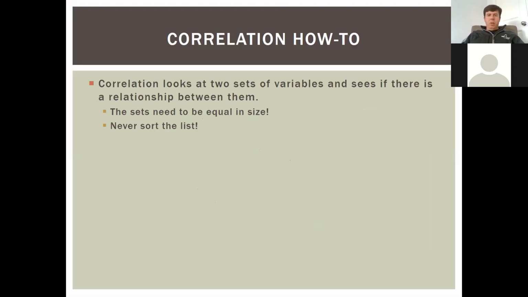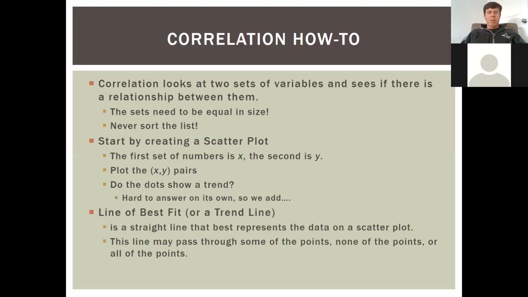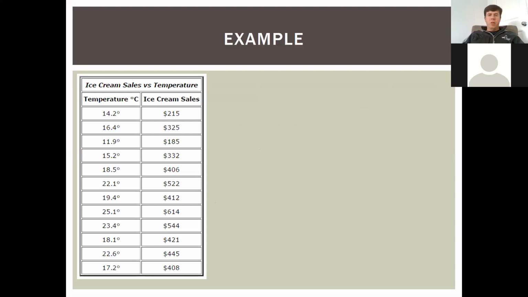So how to do a correlation, and this is the main part of this unit, is to start by making a scatter plot, which we've done. You have to have the scatter plot and line of best fit, and that really becomes the key for the R value and then interpolation, extrapolation too.